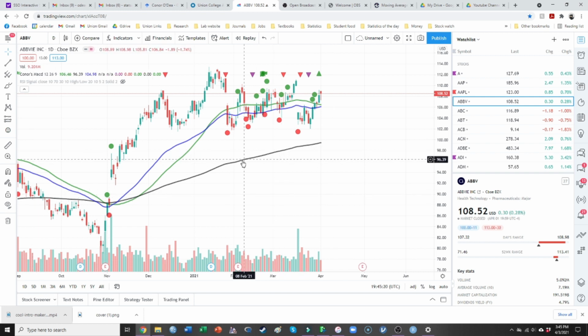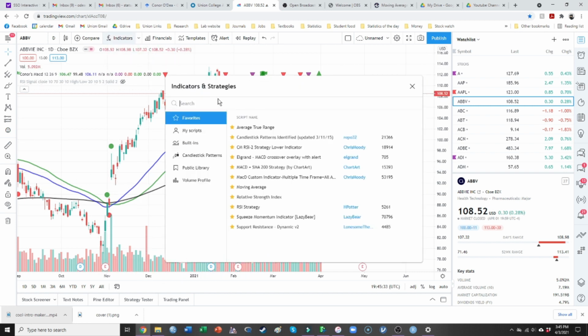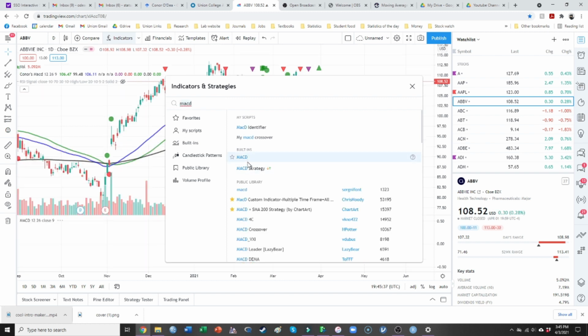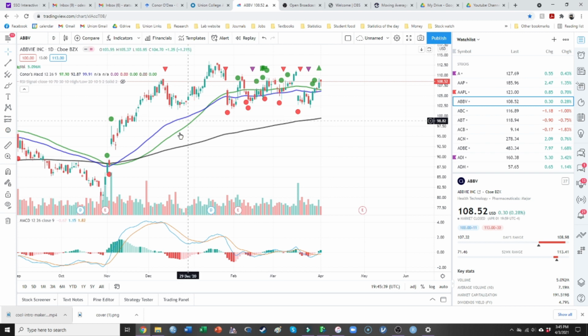I don't buy a stock if it's below the 200-day exponential, because that means the stock has been in a downtrend overall. I buy stocks that are in uptrends. I like stocks that are in uptrends. So I'm going to go ahead and add in just the MACD so that you can see it. It's actually present in what I'm showing you here, but I want to be able to see it.